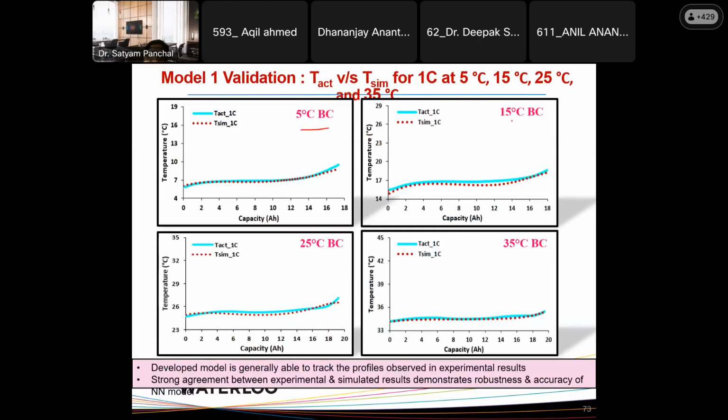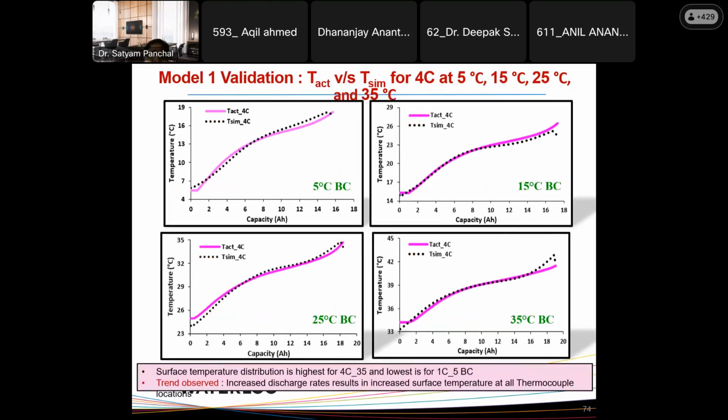Again, 5 degree, 15 degree boundary condition, 25 and 35 degree, and validation of the temperature. So experimental versus modeling part, and you can see a good match. The model is basically able to track profiles observed in the experimental results, and strong agreement between experimental and modeling results demonstrates the robustness and accuracy of the model.